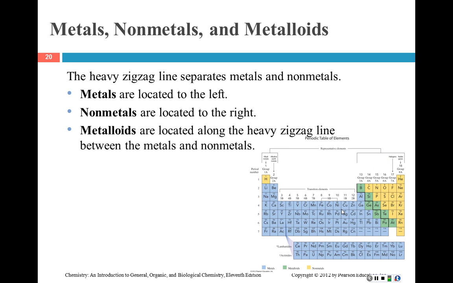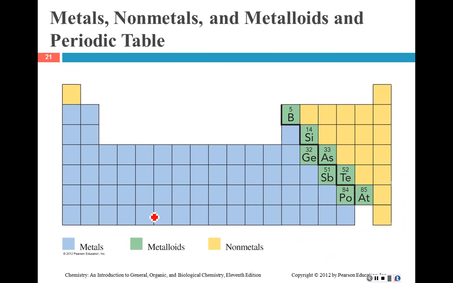Now, I mentioned that you had metals over here, nonmetals over here in the yellow. We use this jagged line as the place where we separate those. Anything that's in green here that's touching this zigzag line we call metalloids. Metalloids are located along this zigzag line between the metals and the nonmetals, and we do that because they have properties of both metals and nonmetals. So these are the metalloids: boron, silicon, arsenic, polonium, these guys, and then Ge, Sb, Te, At. The most common ones you're going to see in this course are boron, silicon, and arsenic.